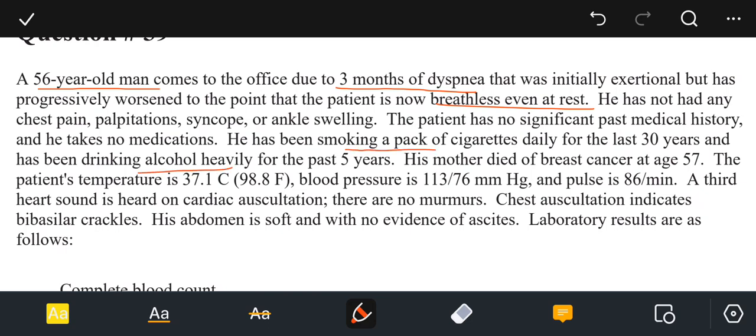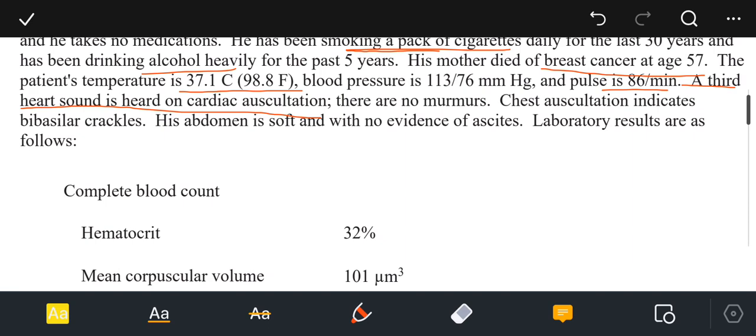His mother died of breast cancer at age 57. The patient's temperature is 37.1 degrees Celsius, 98.8 degrees Fahrenheit. The blood pressure is 113/76 mm Hg, and the pulse is 86 per minute. A third heart sound is heard on cardiac auscultation, and there are no murmurs. Chest auscultation indicates basilar crackles. His abdomen is soft with no evidence of ascites.